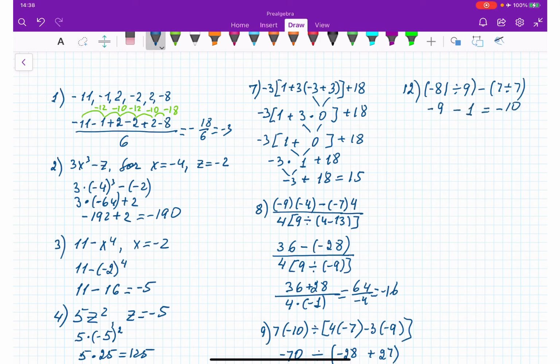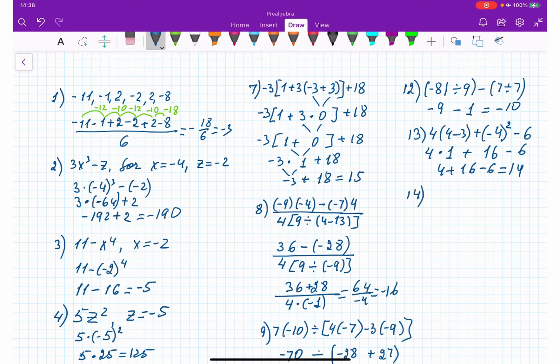Number 13. 4 times 4 minus 3 plus negative 4 squared minus 6. Okay, we get 4 times 1 plus negative 4 squared is going to be 16 and minus 6. 4 plus 16 minus 6. 4 plus 16 is going to be 20. 20 minus 6 is 14.